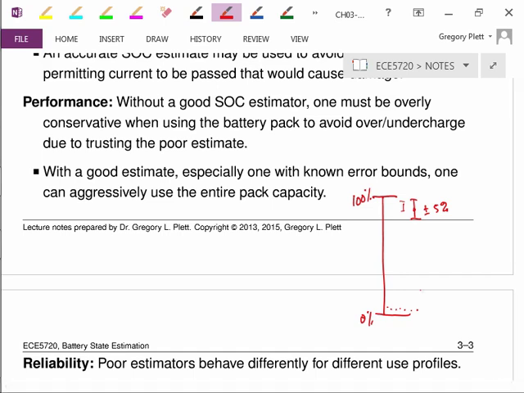So if I've got an SOC estimator with error bounds of 5%, I can use only 90% of the capacity of the battery pack at most. If I have an estimator with error bounds of plus minus 1%, then I can use 98% of the capacity. So 90 versus 98. That's a pretty significant difference. It's almost a 10% difference, and we could make it 10%, I suppose, by making that plus minus 6.